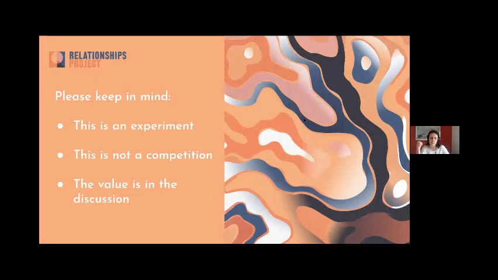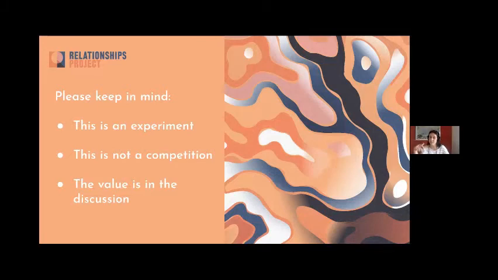Please also keep in mind that whilst we're going to be able to see our results side by side, this is very much not a competition. So we're not here to see who comes out with the highest score or to cast judgment on one another, but instead to see what we can learn from one another by discussing our areas of strength and our areas of weakness when it comes to relationship-centered practice, or when it comes to working in a really relationship-centered way.